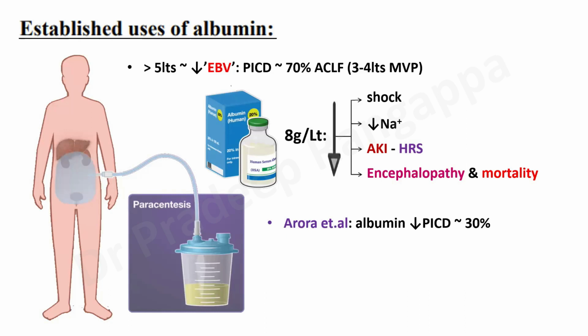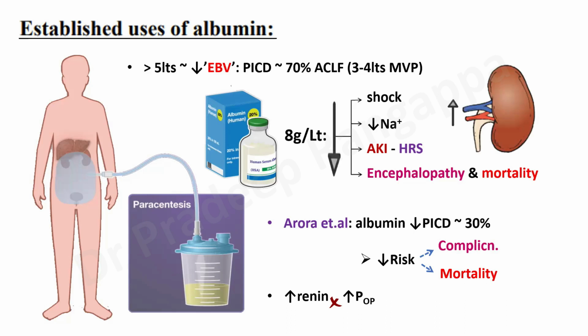There are studies to substantiate this. One of the studies, Arora et al., showed that replenishment of albumin at this dose reduces the occurrence of paracentesis induced circulatory dysfunction by 30%, and it does reduce the risk of complications and mortality. So this is one indication where albumin could be used in a justifiable way. The use of albumin also helps in preventing the increase in plasma renin, and it increases the oncotic pressure, which tends to prevent post paracentesis circulatory dysfunction. It is also shown to improve renal perfusion. So that is the first established cause.